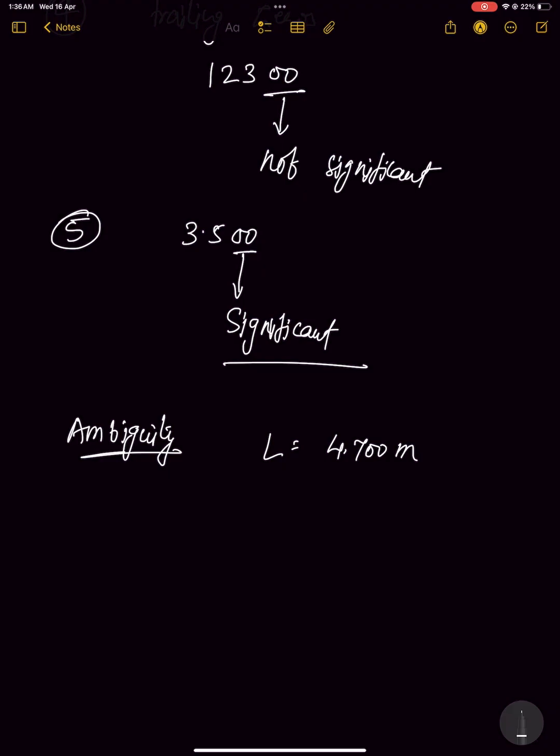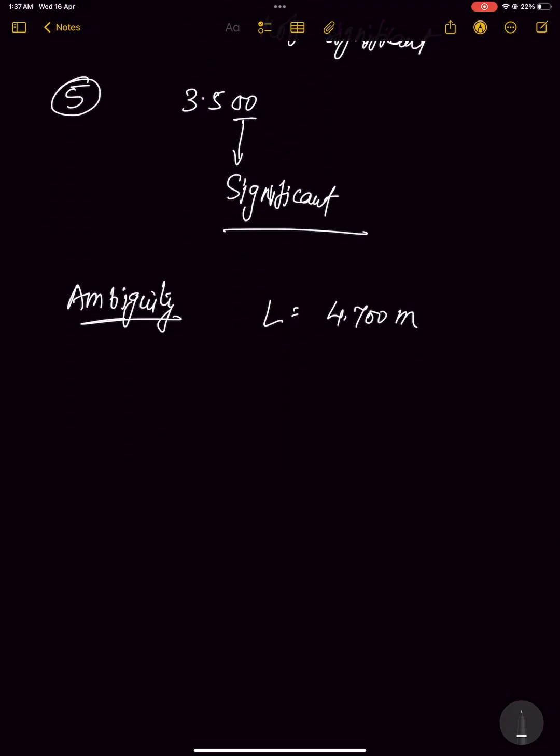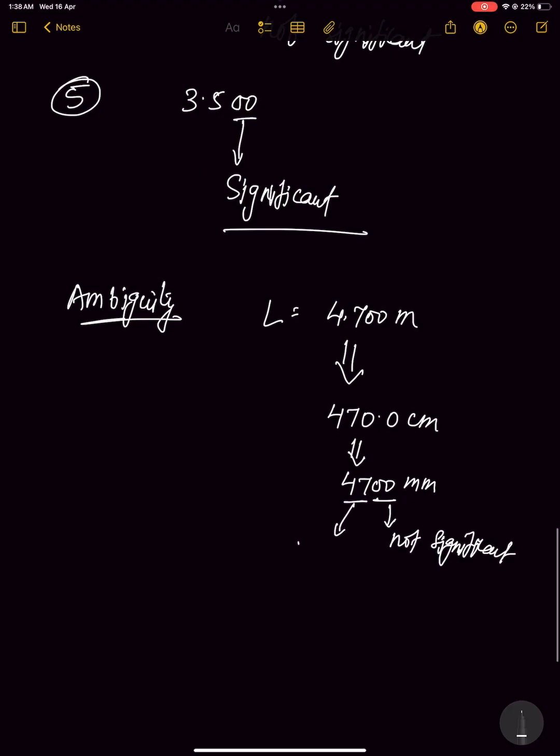and are therefore significant, right? So if these were not, it would be superfluous to write them explicitly. The reported measurement would have been simply 4.7 meter. Now suppose we change the unit, then let's say 4.700 meter, you can write it as 470.0 centimeter, or 4700. Since the last number has, so here you see this is not significant. So here you get only two significant digits, and here you have significant digits.